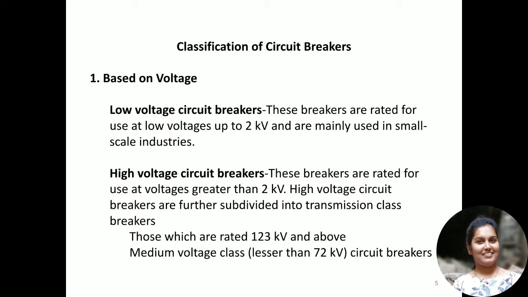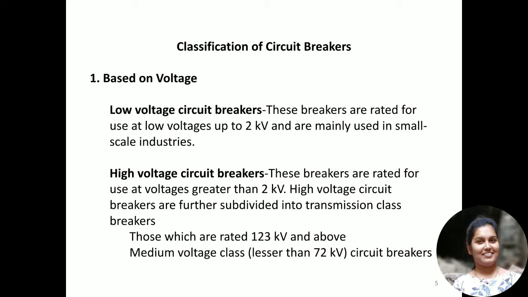Okay, high voltage circuit breakers again are classified into two: transmission class breakers, which are rated at 123 kV and above, and medium voltage class circuit breakers, which are lesser than 72 kV, that is, more than 2 kV to 72 kV. Medium voltage class we call it. Okay, so this is the classification regarding circuit breakers based on voltage.